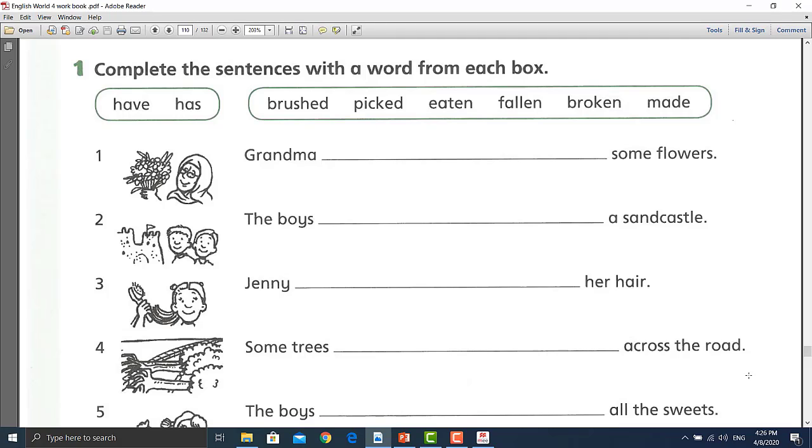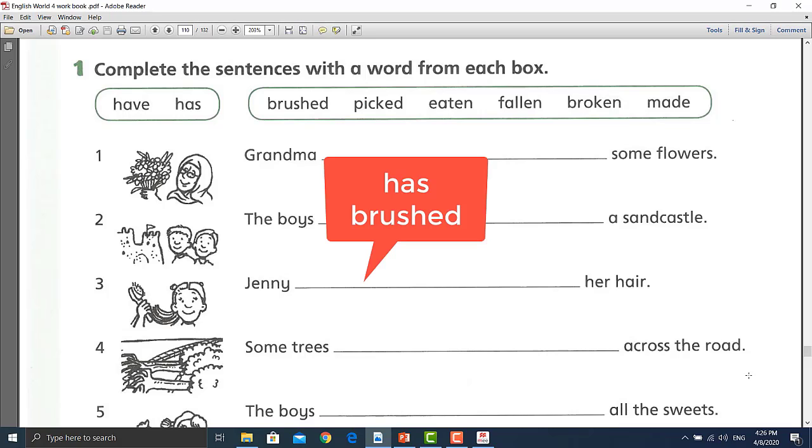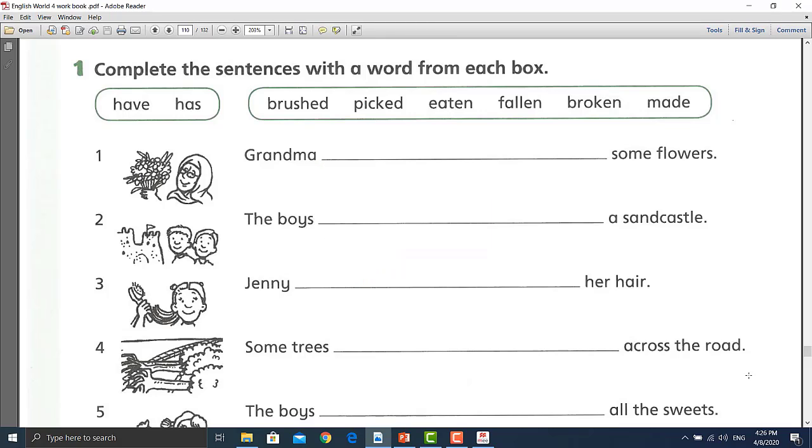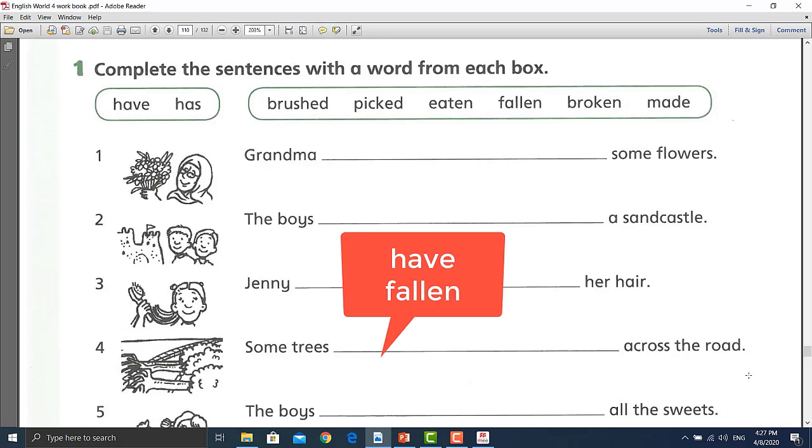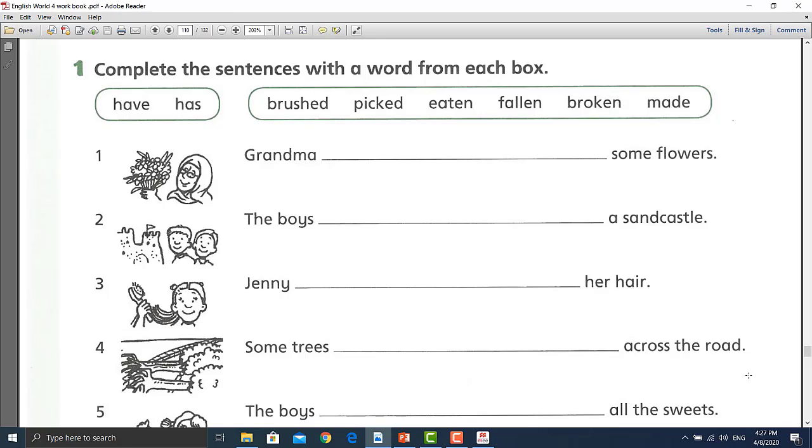Number 3, Jenny has brushed. Jenny has brushed her hair. Number 4, some trees, has or have? Very good, have fallen across the road. Some trees have fallen across the road. Number 5 and 6 will be your own homework.